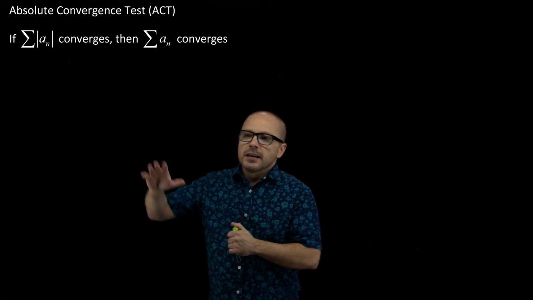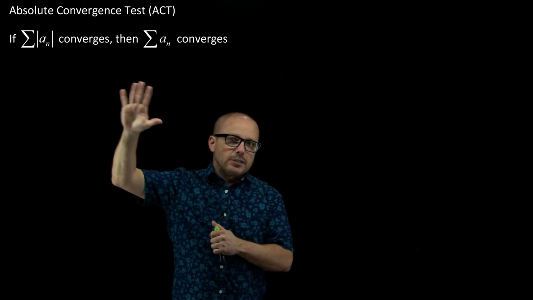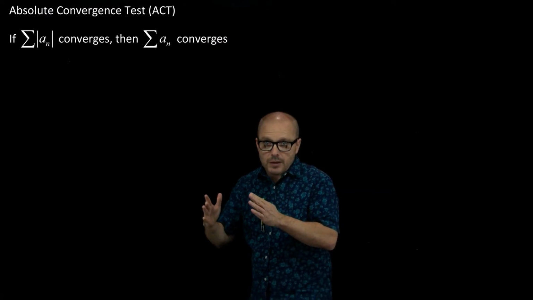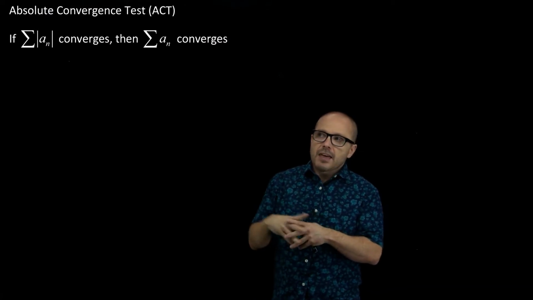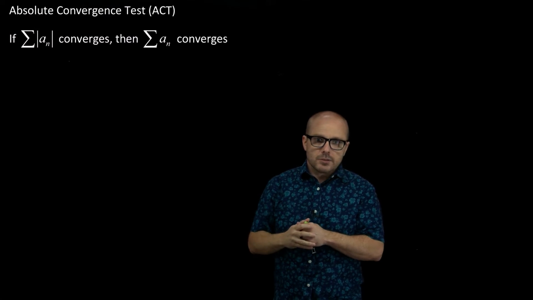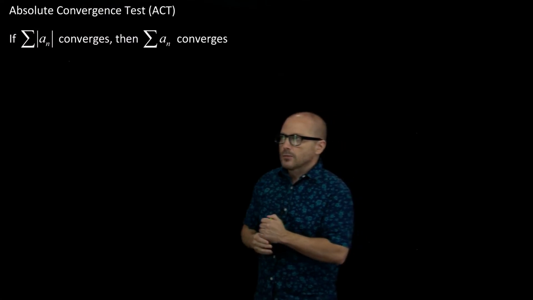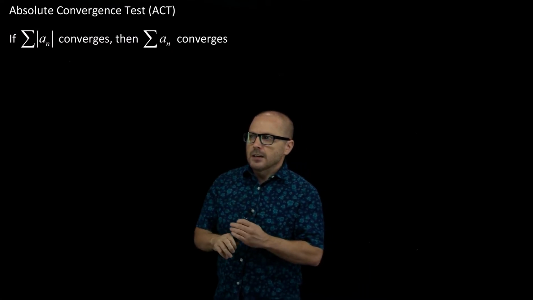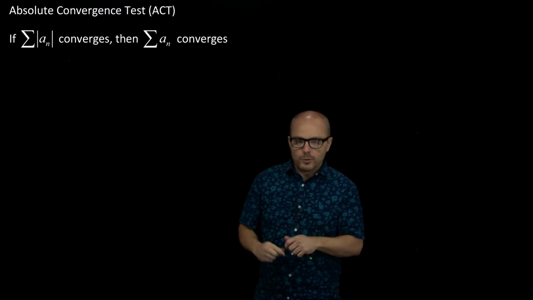and that's what's called the absolute convergence test. And it says that if instead of looking at the original series, you look at the series of the absolute value of the terms, if that converges, then the original converges. So this can be useful. And I'd like to make an argument for why this is true.